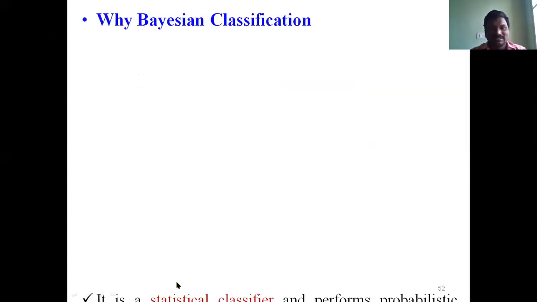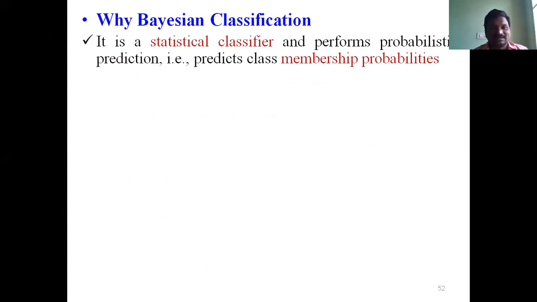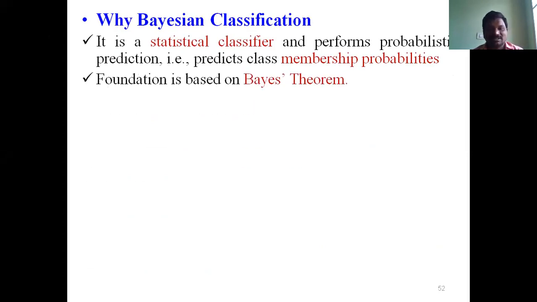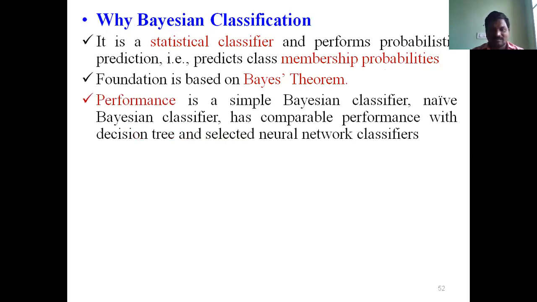Why Bayesian classifiers? What is the need of Bayesian classifiers? It is a statistical classifier performing probabilistic prediction. The main intention of this theory is to predict class membership probabilities. The foundation of Naive Bayesian classification is Bayes theorem, and the performance is that of a simple Bayesian classifier.